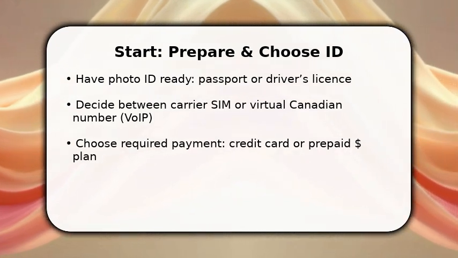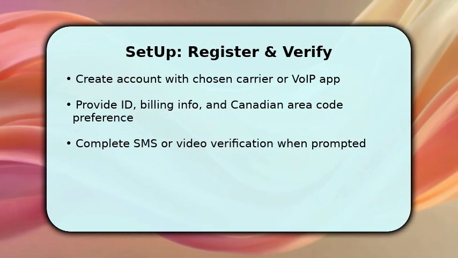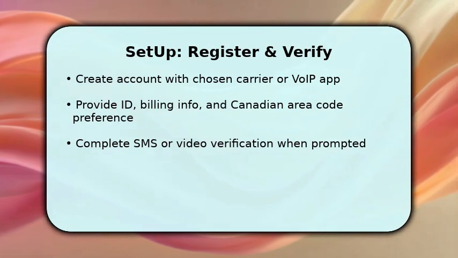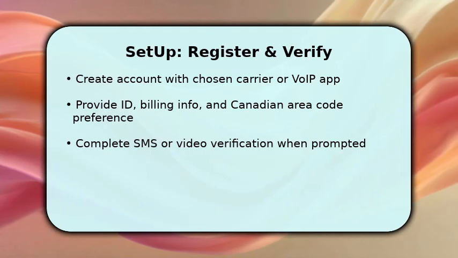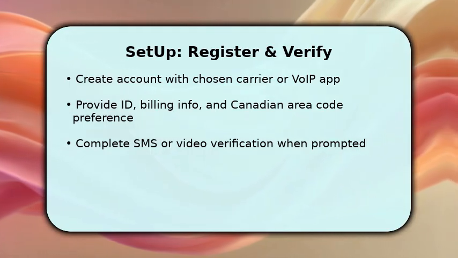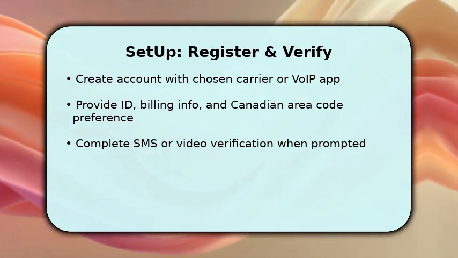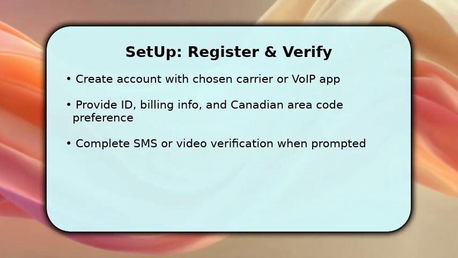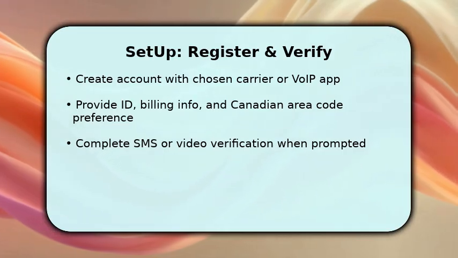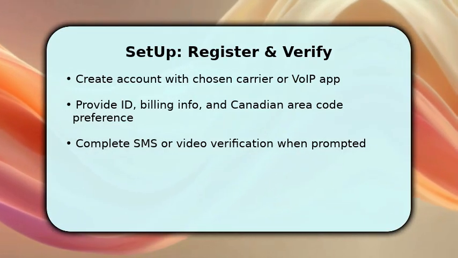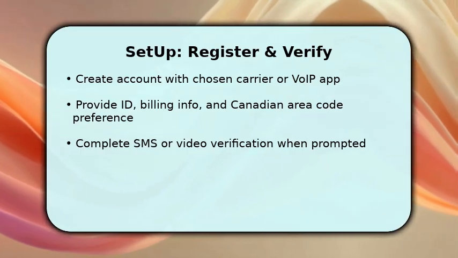You now register an account with the carrier or VoIP app you selected. Enter your personal details, choose a Canadian area code, and upload your photo ID where required. Once submitted, follow the provider's verification flow. This may be instant SMS, a verification call, or a short video check. Complete it promptly to avoid delays.